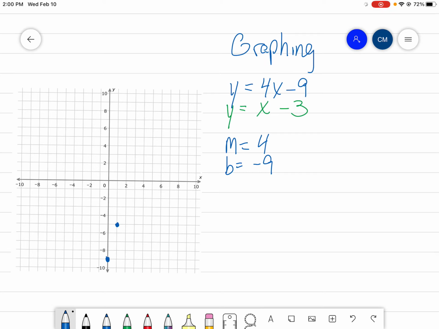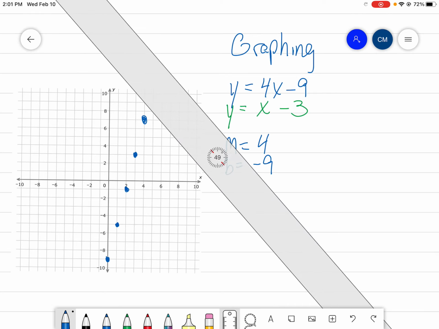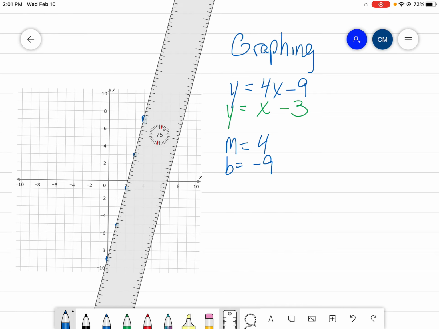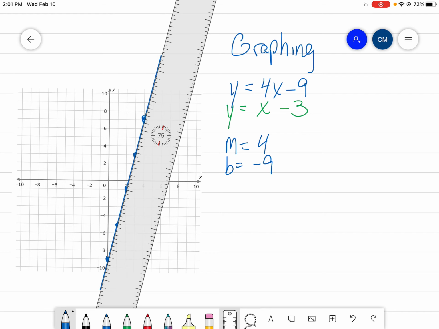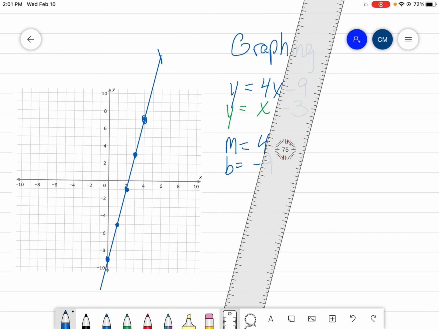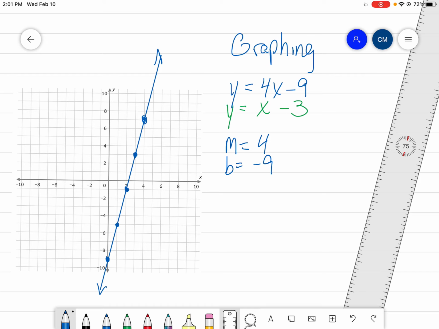You can keep going if you'd like. Up 4 over 1, up 4 over 1, up 4 over 1, until you have as many points as you want. I'm totally going to cheat using this funky ruler here. Best line you've ever seen in the biz. There's my line.